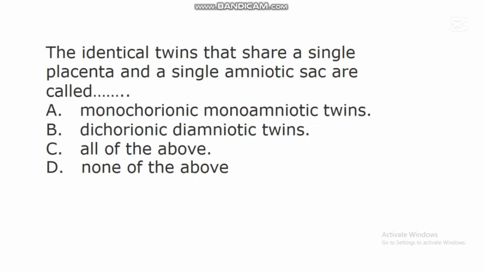The next question says, the identical twins that share a single placenta and a single amniotic sac are called dash. A. Monochorionic monoamniotic twins. B. Dichorionic diamniotic twins. C. All of the above. D. None of the above. In this question, the correct answer is A. Monochorionic monoamniotic twins.